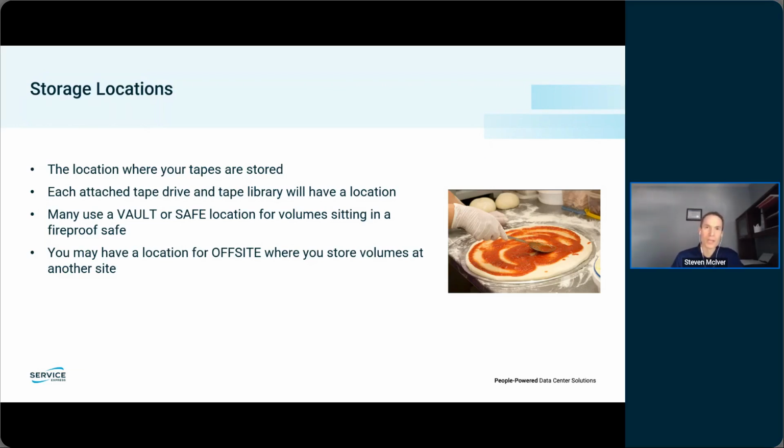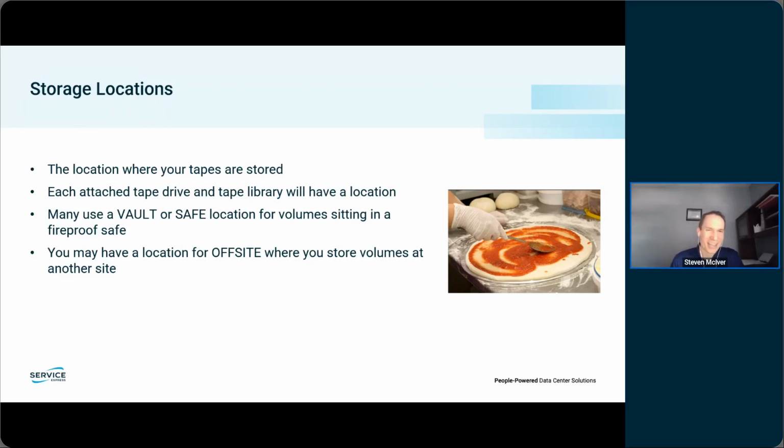So whenever you want tapes to be used by the tape library, you just make sure you have them in that location, and BRMS is able to pick them and use them as long as they're expired, or if you're appending to an active volume, it will pick that. Many like to use a vault or safe location for setting tapes in a fireproof safe, and you can call the locations whatever you want to. It's always better if you name the location something that makes sense.